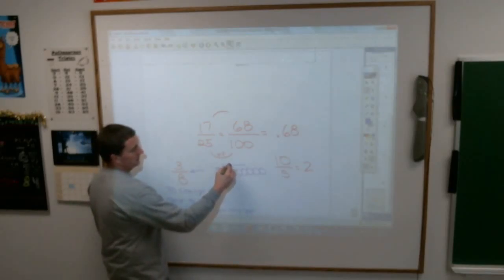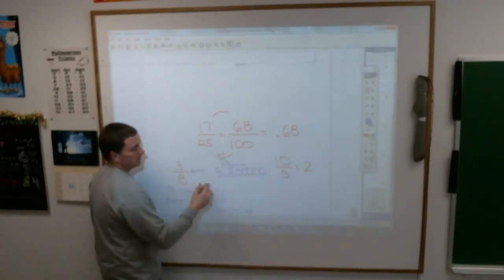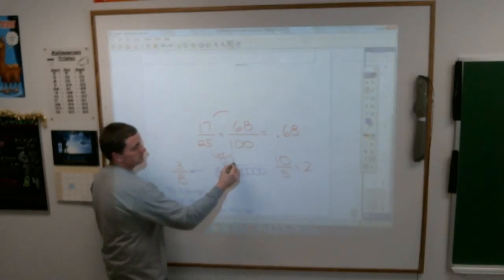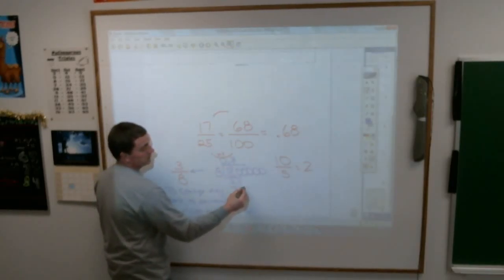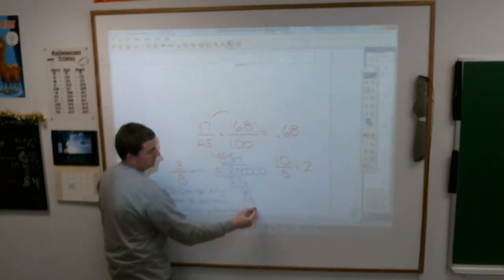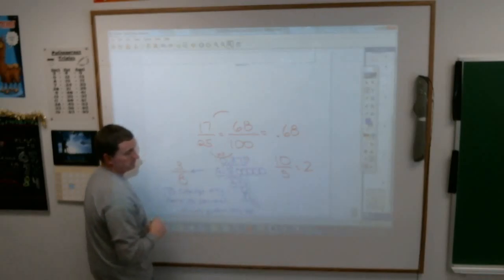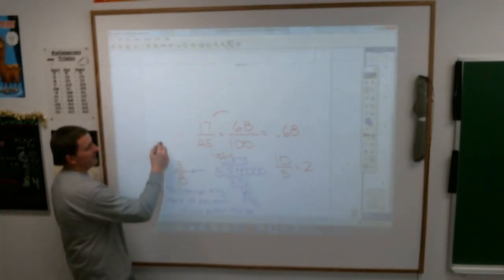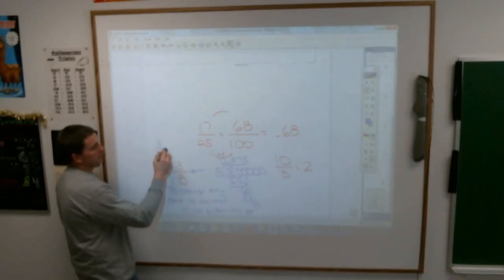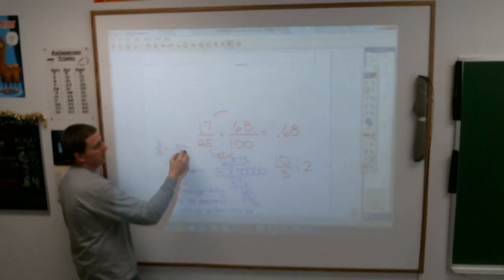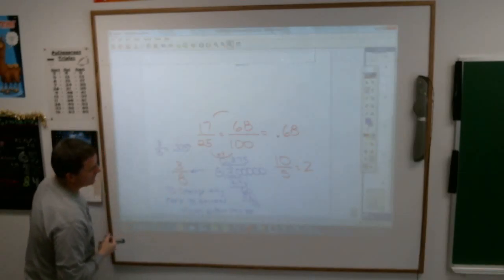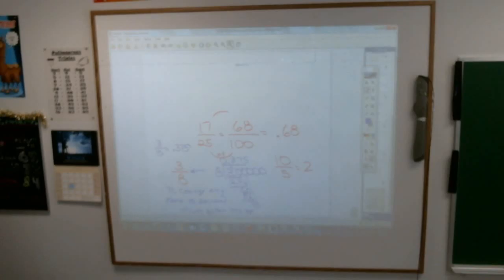Okay, 8 doesn't go into 3, so there's no number in front of the decimal, but 8 goes into 30 3 times, which is 24. 8 goes into 60 7 times, which is 56. And then 8 goes into 40 5 times. So 3/8 as a decimal equivalent is 0.375. Shocking and amazing, you might say.